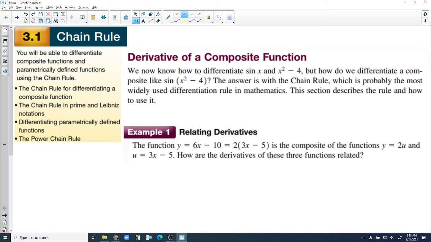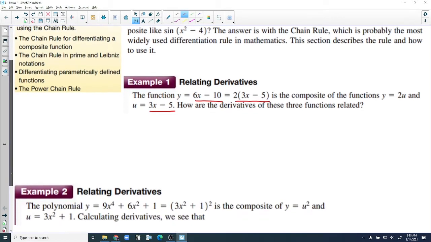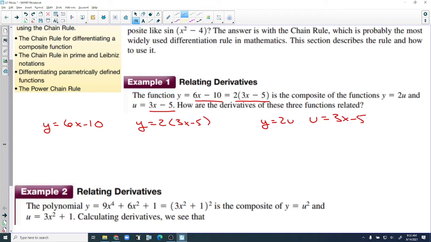So relating derivatives. The function y equals 6x minus 10, you can factor a 2 out, and it's 3x minus 5. Is the composite of the function y equals 2u and u equals 3x minus 5. How are the derivatives of these three functions related to each other? So let's write out y equals 6x minus 10. Let's write it as y equals 2 times 3x minus 5. And we'll write y is equal to 2u, where u is 3x minus 5. That third one is the same thing, because we could plug 3x minus 5 into u, run the 2 through, and all of those would end up being 6x minus 10.